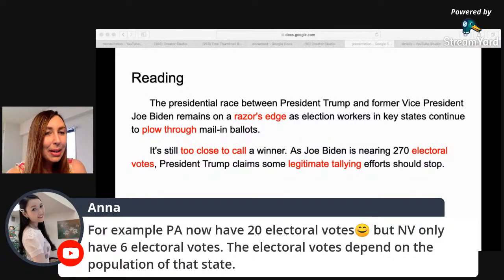Okay. Anna said, for example, PA now has 20 electoral votes. Yes, but Nevada only has 6 electoral votes. The electoral votes depend on the population of that state. Yes, very good. I think Anna knows a lot about the US election. Every state has a different number of electoral votes. For example, my hometown is in Wisconsin. Wisconsin has 10 electoral votes. So Wisconsin was called for Biden. Biden won Wisconsin, so he got 10 electoral votes.